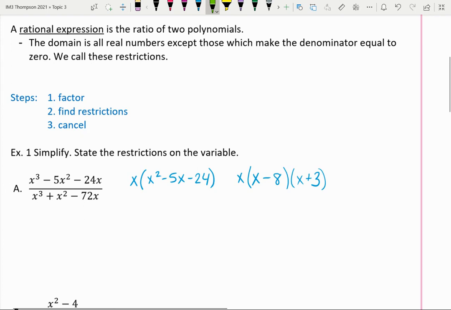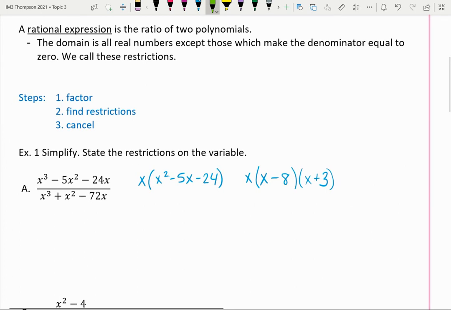So I know x times x is x squared. I know negative 8 times 3 is negative 24. And in my head, I check the outside and inside. So x times 3 is 3x. Negative 8 times x is negative 8x. When I add that together, I get negative 5x. That's how I'm checking.